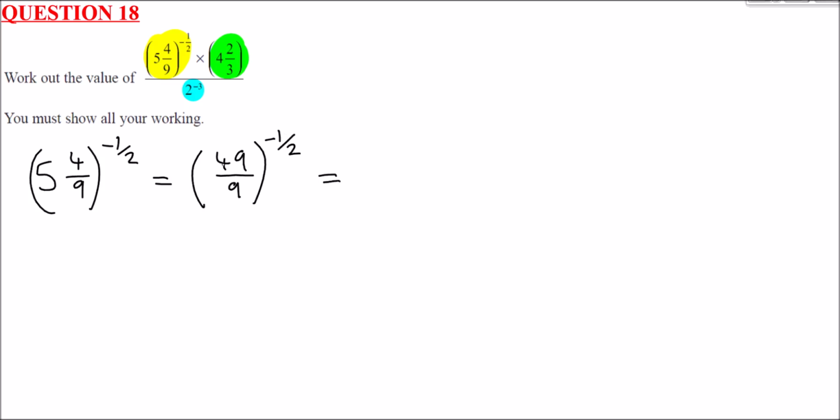So first of all, let's square root both 49 and 9. The square root of 49 is 7, because 7 times 7 is 49, and the square root of 9 is 3, because again 3 times 3 is 9. So we've done the square root, now we've just got this minus 1 to do. Anything to the power of minus 1 is the same as working out the reciprocal of it. So 7/3 to the power minus 1 is the same as the reciprocal of 7/3, which means we just flip this on its head, which gives us 3/7. So therefore, this yellow one is 3/7.